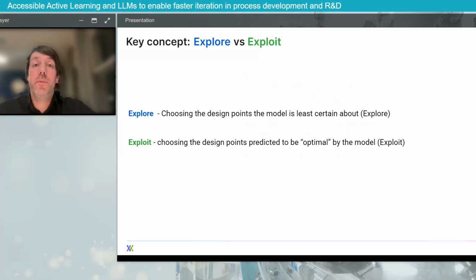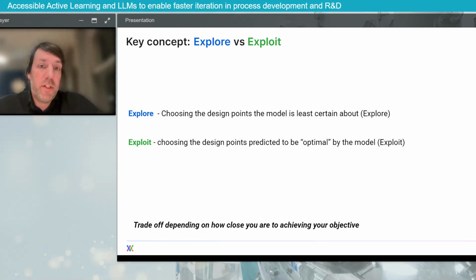A key concept relevant to active learning is this concept of explore versus exploit, two competing objectives. So when we want to explore, we can choose design points that the model is least certain about, as we've shown in the previous example. And when we want to exploit, we'll use the model and choose the design points which are predicted to be optimal for our given optimization criteria or our response. And this is exploit mode.